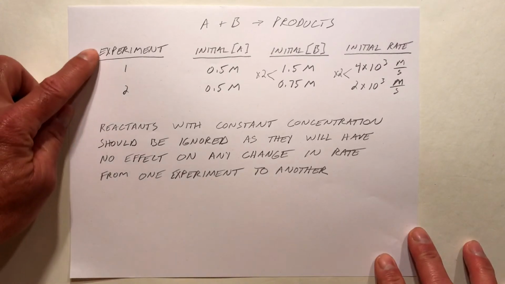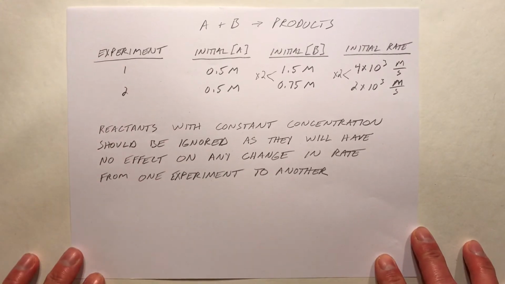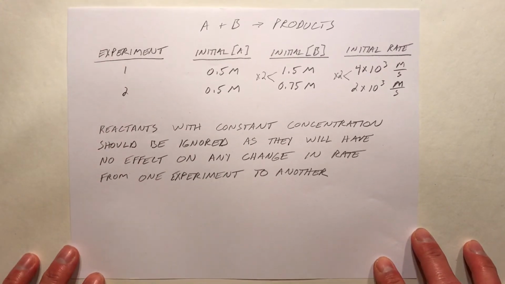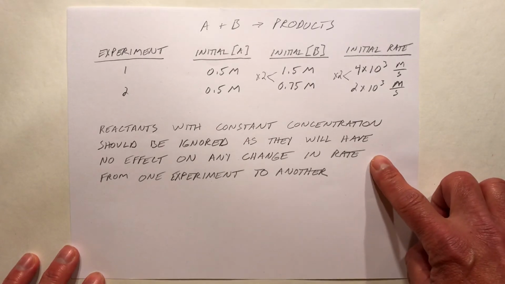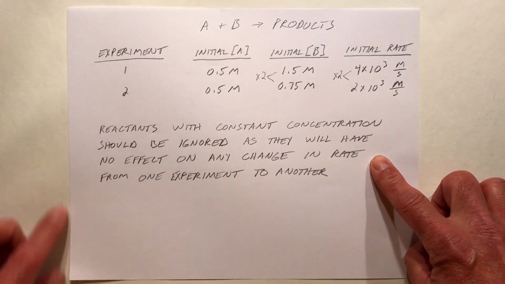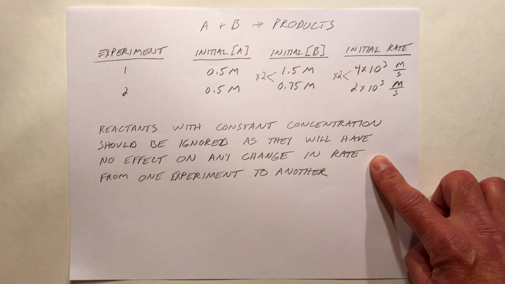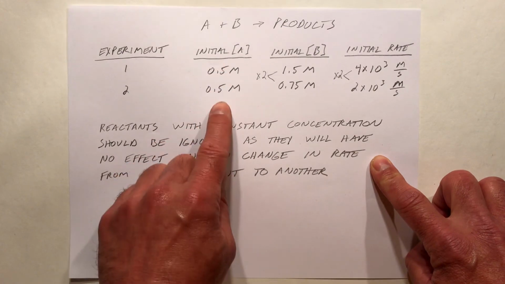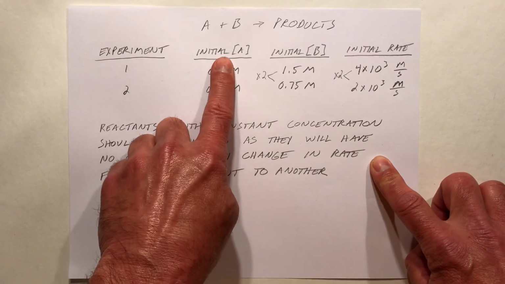This is the same experimental data that we just looked at. What you can remember is this trick: reactants with constant concentration should be ignored, as they will have no effect on the change in rate from one experiment to another. So, seeing that the concentration of chemical A is constant there, we can just ignore that.